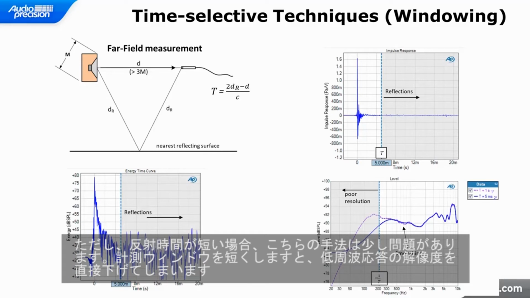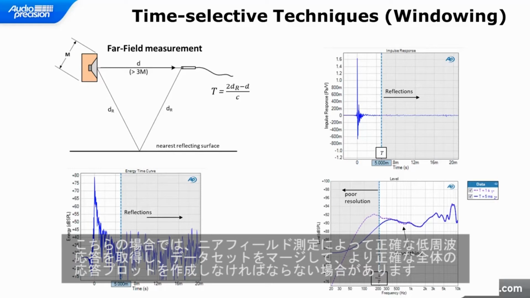However, this technique is a bit problematic if the reflection time is short. Shortening the measurement window directly reduces the resolution on lower frequency response. In this case, you might be forced to make near-field measurements to acquire an accurate low-frequency response, and then merge the data sets together to produce a more accurate overall response plot.